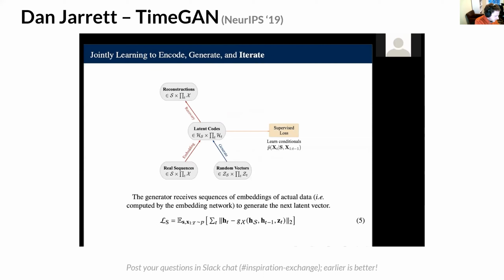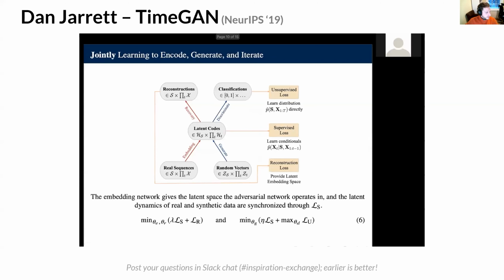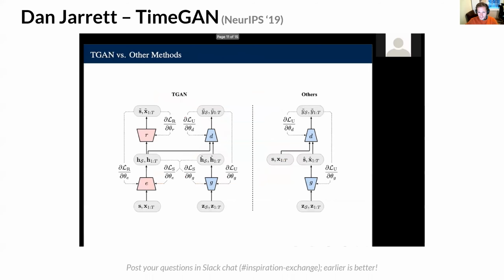And finally, the generator sometimes also operates by receiving embeddings of actual data, which it uses to generate next steps. This is what's different from a regular GAN, right? It doesn't just receive its own samples from before, it also receives real data embeddings to generate next steps. Then we can compare these synthetic next steps to the ground truth next steps, which additionally gives us the supervised loss. So in this way, TimeGAN is jointly learning to encode, generate, and iterate at the same time. You can take a closer look at the diagrams in the paper to see how this is actually implemented.